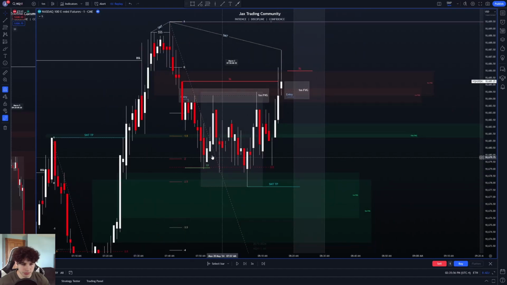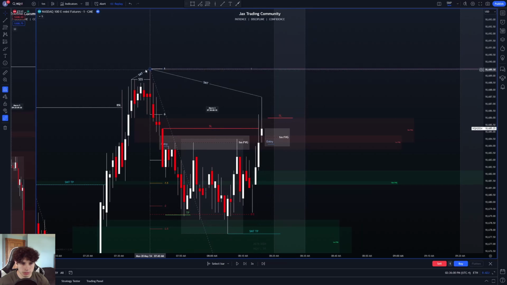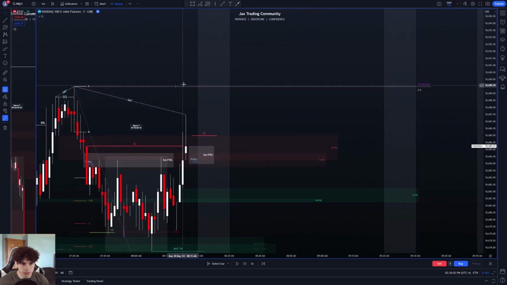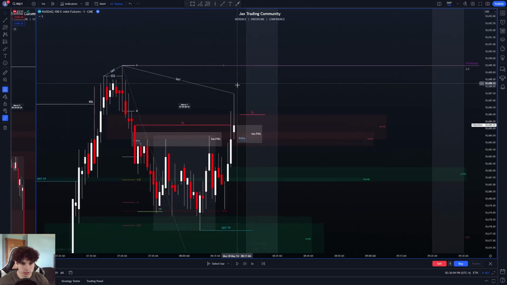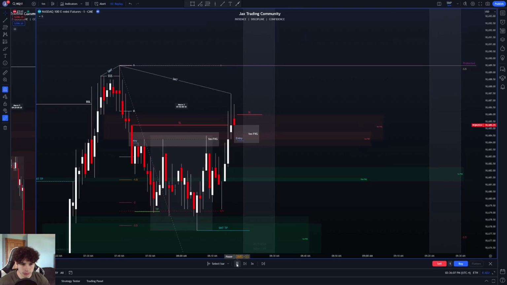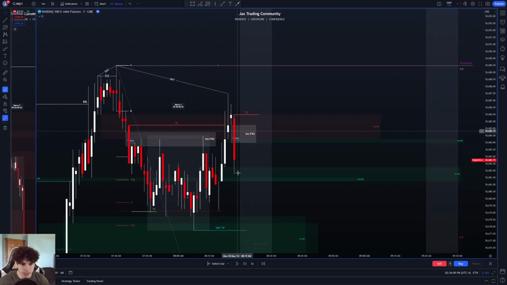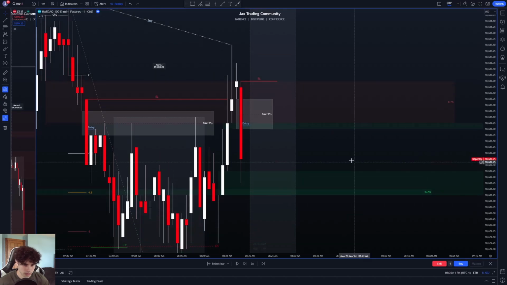And right here, this 2.5 area was sort of the reversal. We also create an SMT right here at these highs. So this up here is a protected high. We should not go back up to here after we have displacement down. So right there, that massive red candle, that's our displacement down.